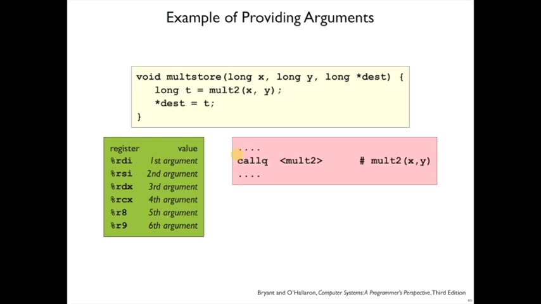There's a little bit more that's going on in these dots. And what about this dest argument here? So originally molt_store takes 3 arguments. Molt2 only takes 2 arguments. Is it okay to have the extra argument passed in?